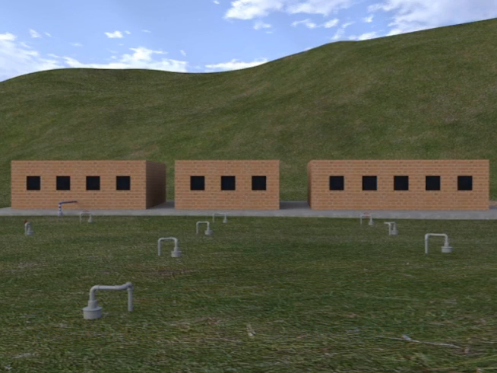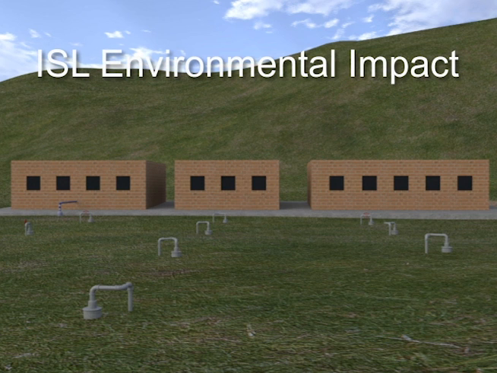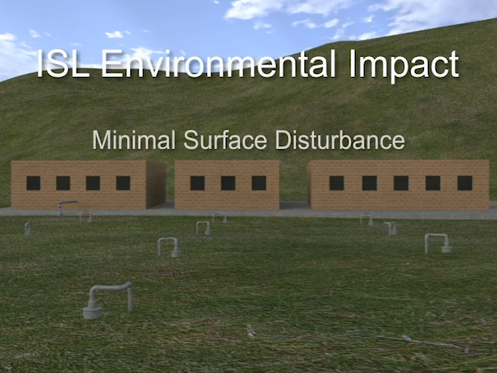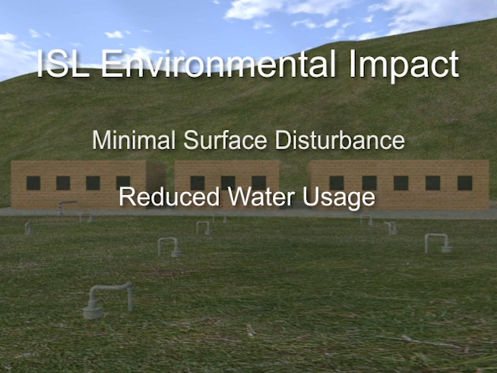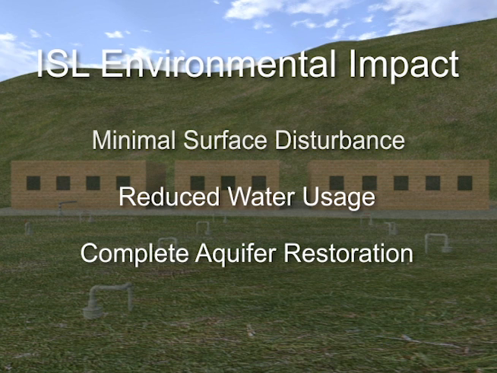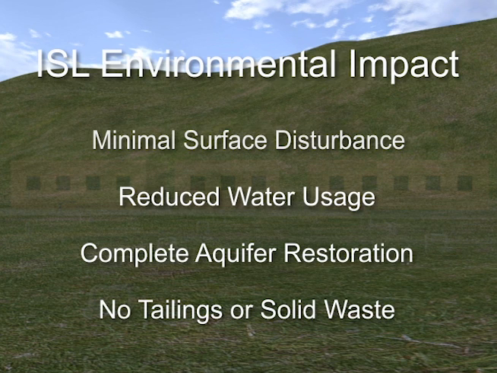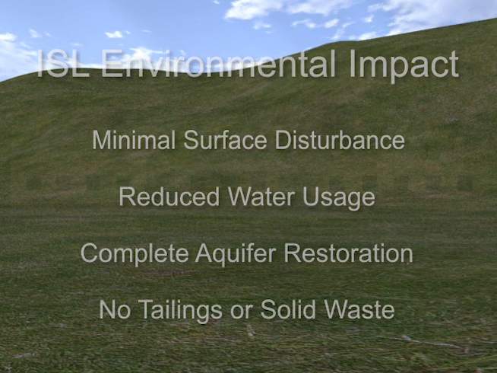ISL is an environmentally friendly method with less impacts than open pit and underground mining methods. Surface disturbances are minimized, water use is significantly reduced, and the water quality of the mine zone is restored after mining to the target restoration goals established by the Nuclear Regulatory Commission. In addition, no tailings that must be managed are generated.